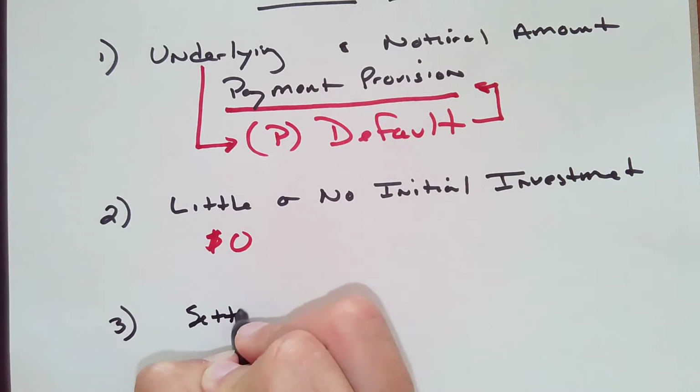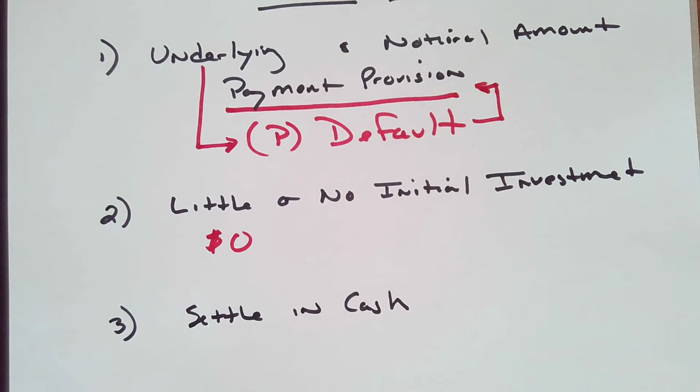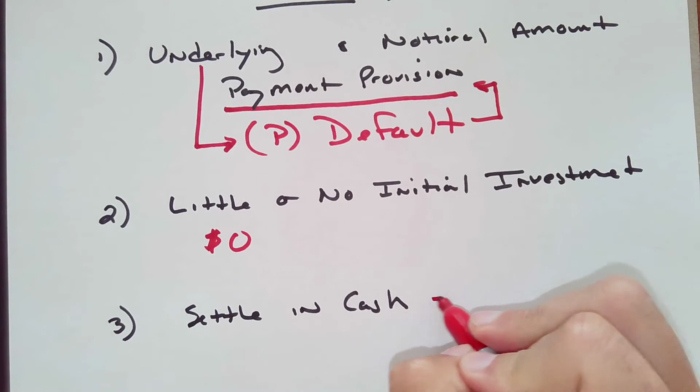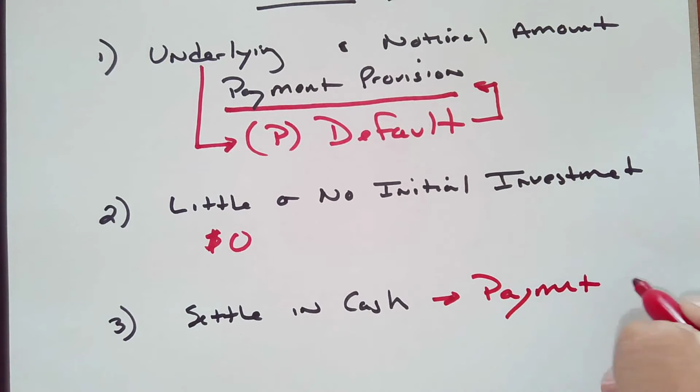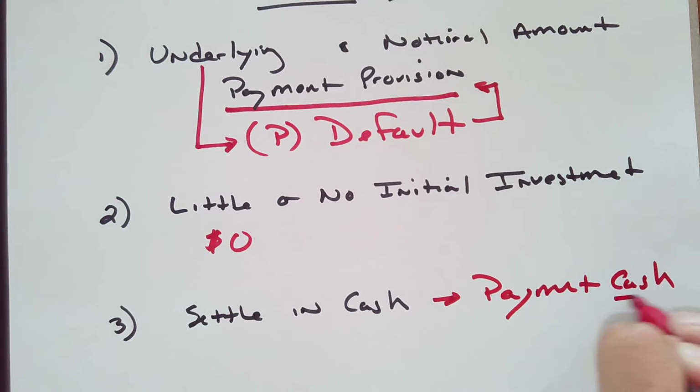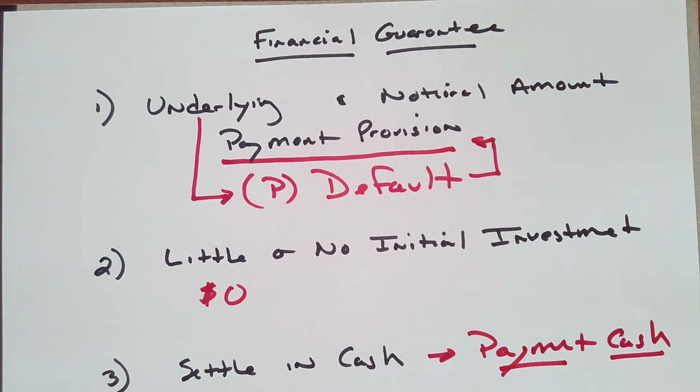settle in cash. And invariably, all of these guarantees are a cash payment. So this financial guarantee clearly looks like a derivative, but it gets exception treatment.